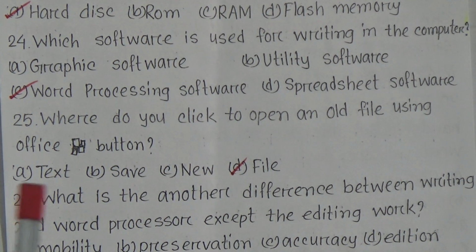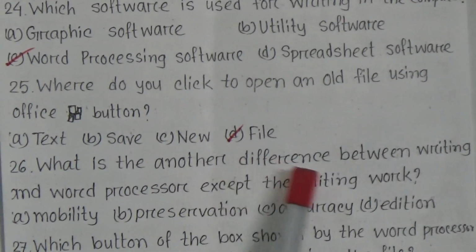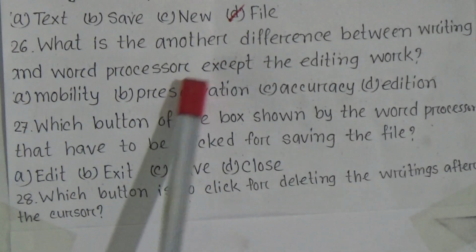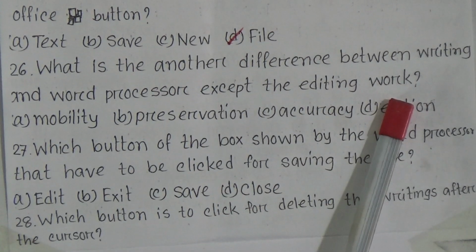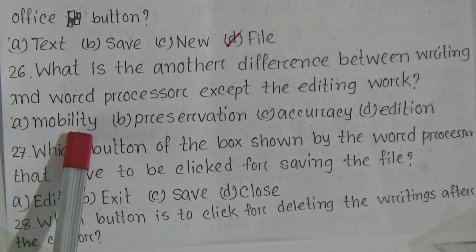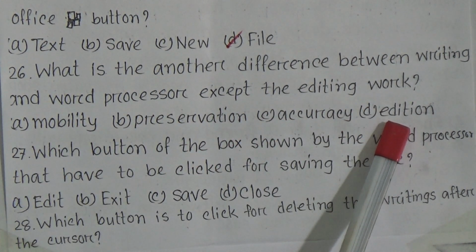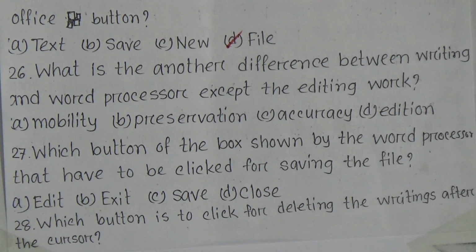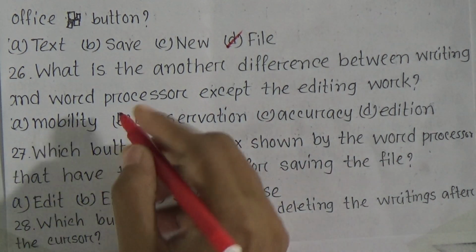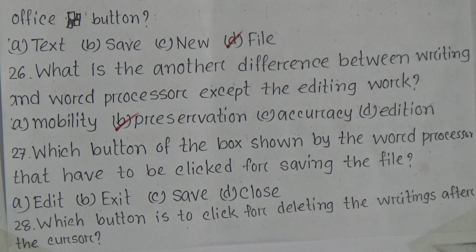Now come to question number 26. What is the other difference between writing and word processor except the editing work? Okay, here are our options: mobility, preservation, accuracy, edition. And the answer will be option B. So preservation is the correct answer.